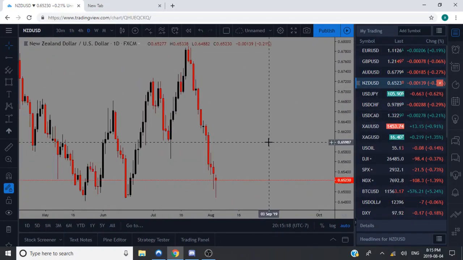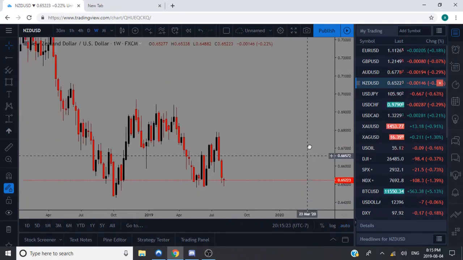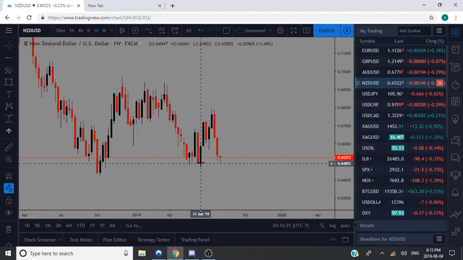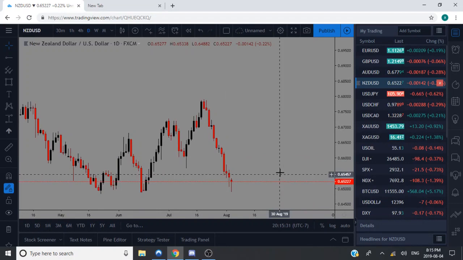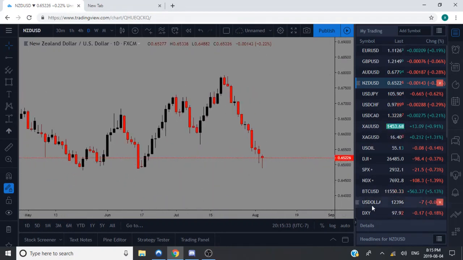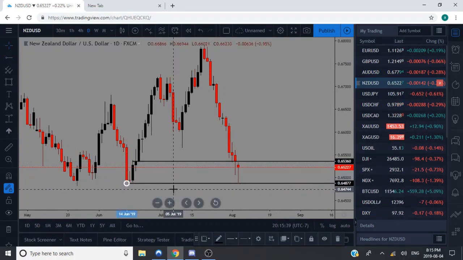Let's just keep going. New Zealand USD weekly chart. We're sitting in that weekly demand right now. Drop base rally. It's better seen on the daily time frame. If we scroll in, here we are. So if you were to look at this daily chart, you should have these zones drawn out like that.